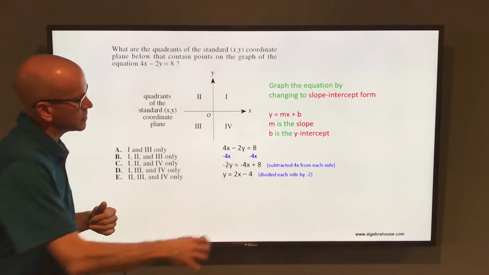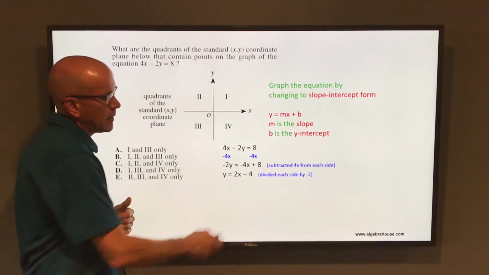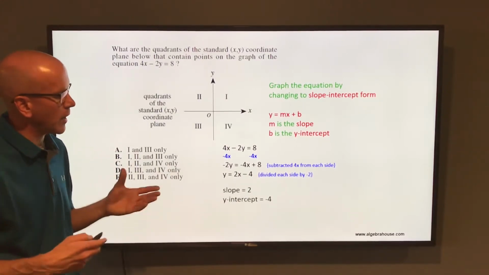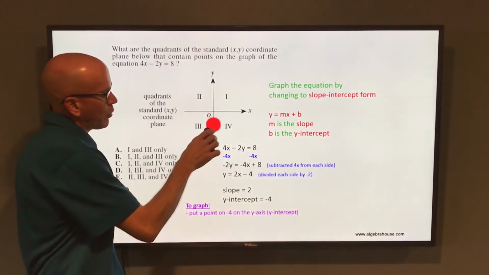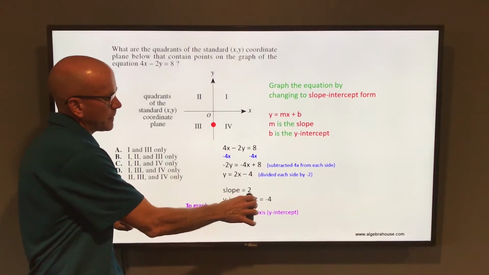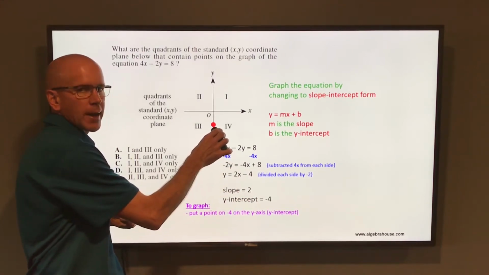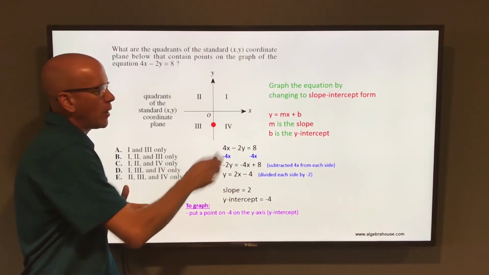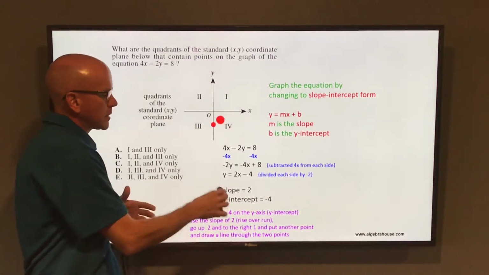So to graph this, you're going to start at the y-intercept. We're going to start at negative 4. That's where the graph hits the y-axis. So put a point at negative 4 on the y-axis, and then use the slope to get another point. So from that point at negative 4 on the y-axis, you're going up 2 and to the right 1, putting another point, because the slope is 2.